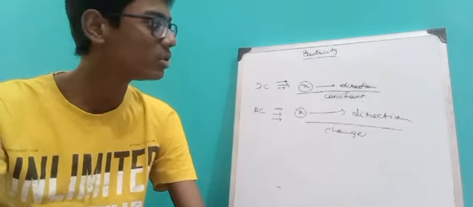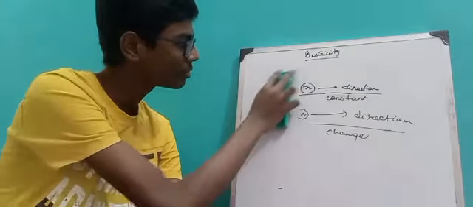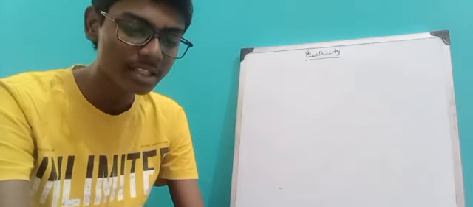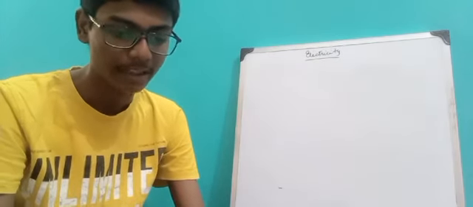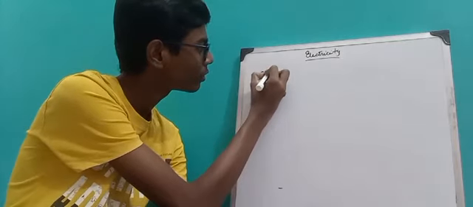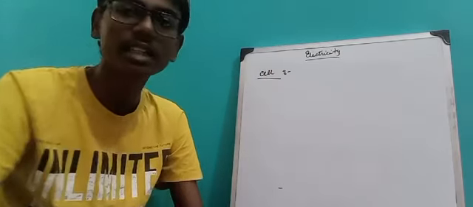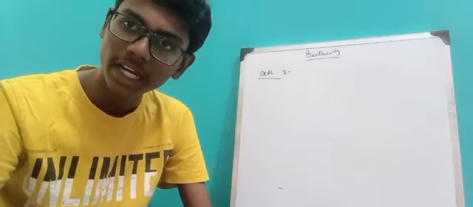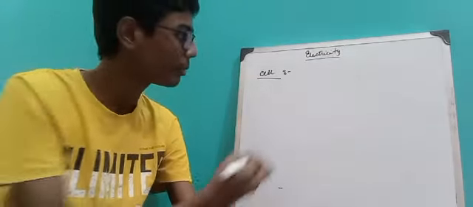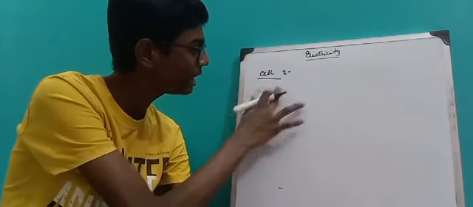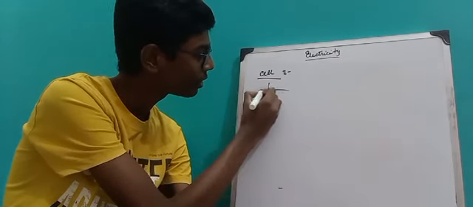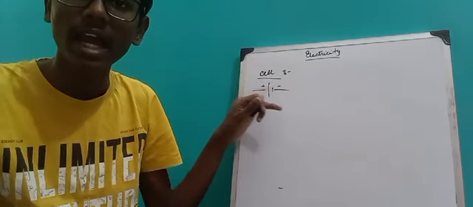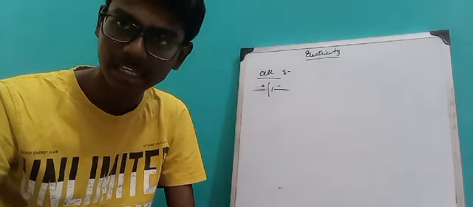Now coming to the symbols used in circuit diagrams. The first thing is the cell. I have already told you about cells, how to represent a cell in a circuit. Like this we represent a cell in a circuit. Longer side plus, smaller side minus, and like this we represent our cells.